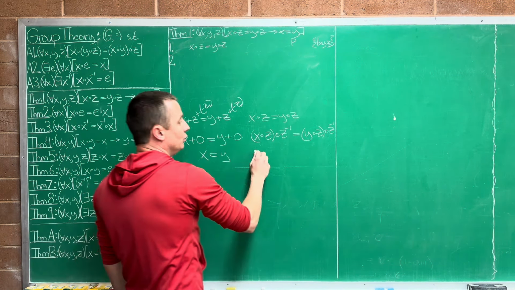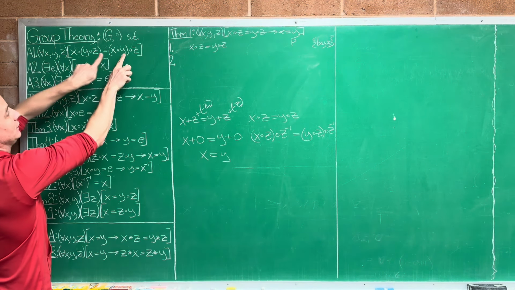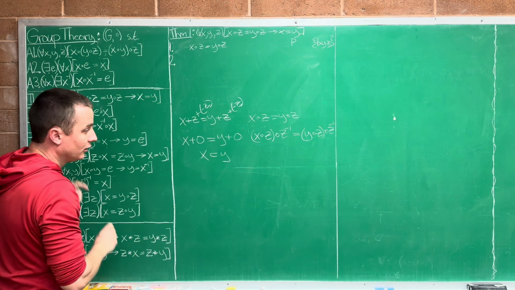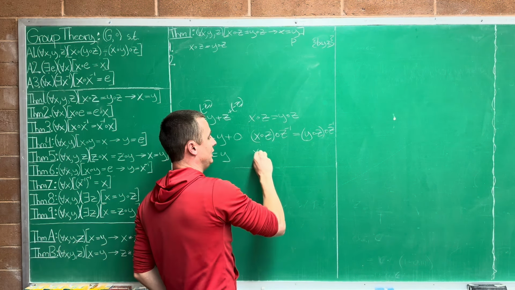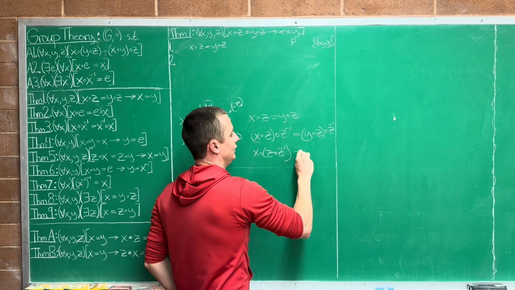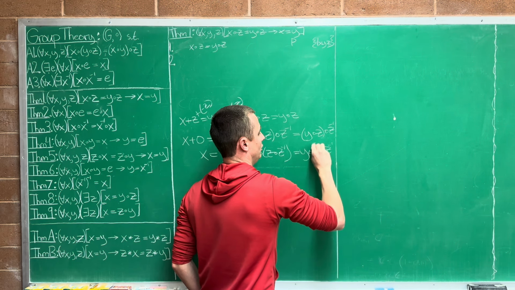And now we're going to use associativity. Notice that that's what this one tells us: that you can move the parentheses. So parentheses here, you can move them over here. So move the parentheses now. That gives me x circle z inverse is equal to y circle z inverse, with the parentheses there.